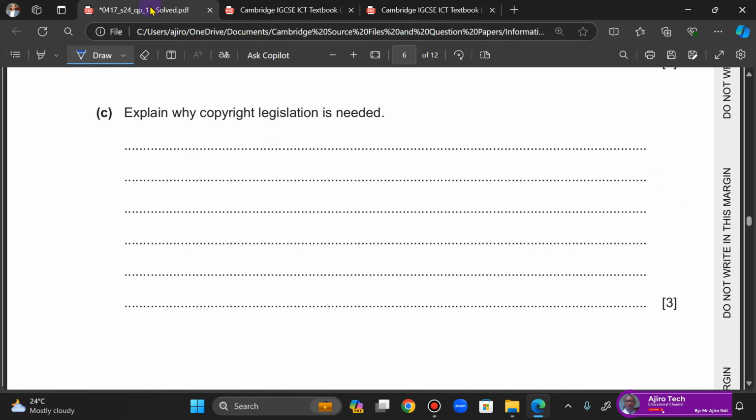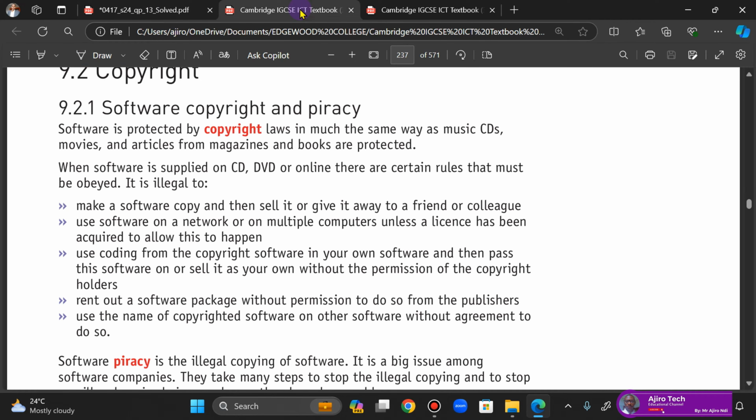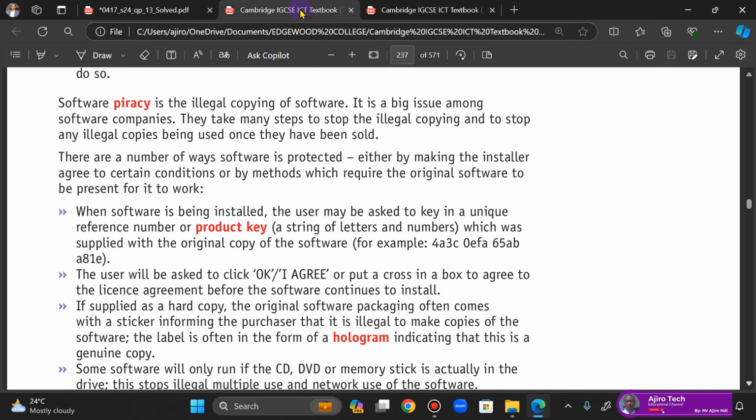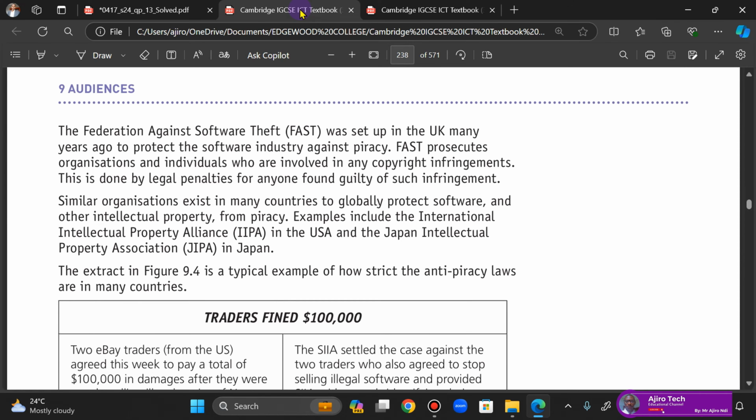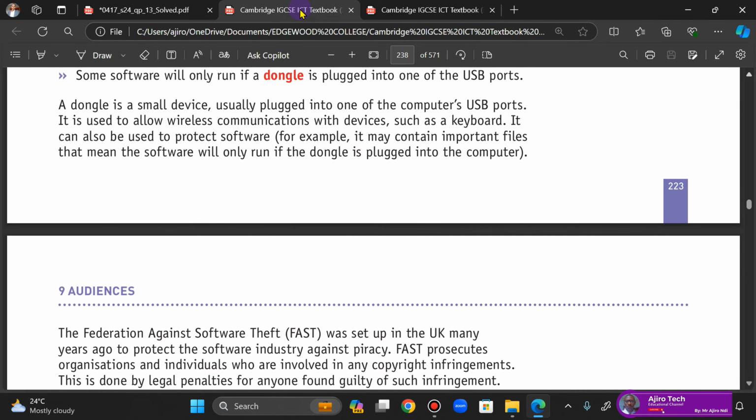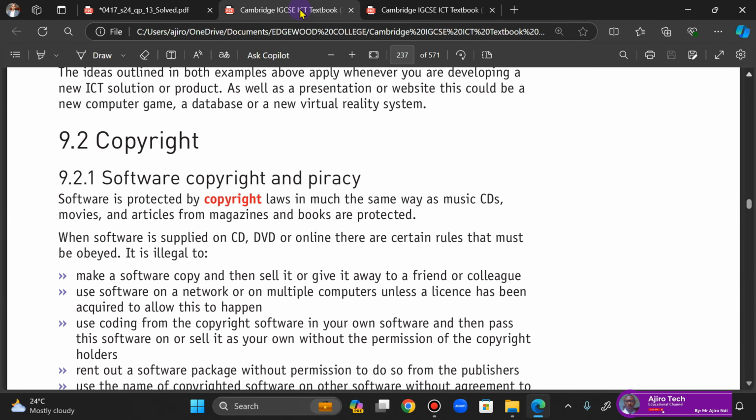Okay, explain why copyright legislation is needed. Now, this is also chapter 9, so everything here is just chapter 9. Okay, but I wanted to be sure. Okay, so explain why copyright legislation is needed. You see it here. Okay, piracy.